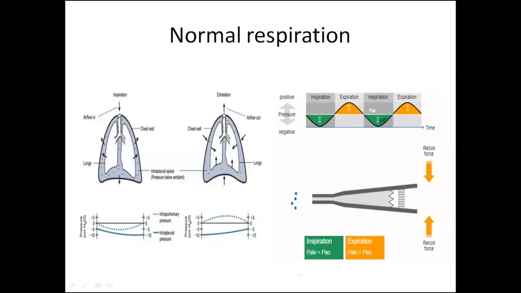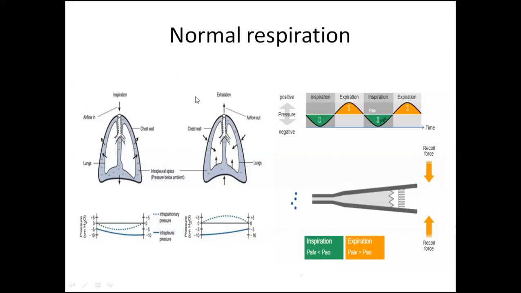Yes, sir. Because you are contracting your diaphragm and inspiratory muscles, they will stretch the chest cage, so it will create a suction-like effect. Your pleural pressure is always negative, but it will become more negative during inspiration. So that creates a gradient. So what is your airway opening pressure at that moment?